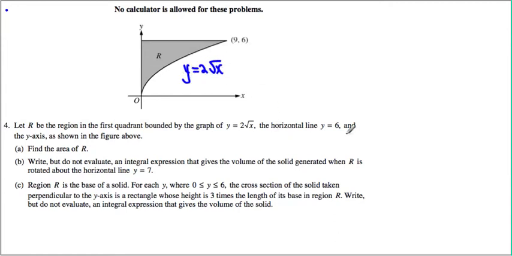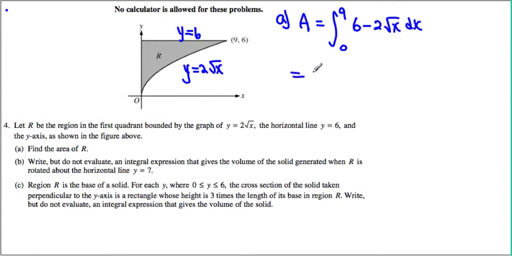Now, horizontal line y equals 6, right over here. y equals 6. Now, the y-axis is given. All right, find the area of R. How are we going to do that? We're just going to solve it over here. Area can be simply calculated from 0 through 9 for upper line minus bottom line. So 6 minus 2 radical x dx.